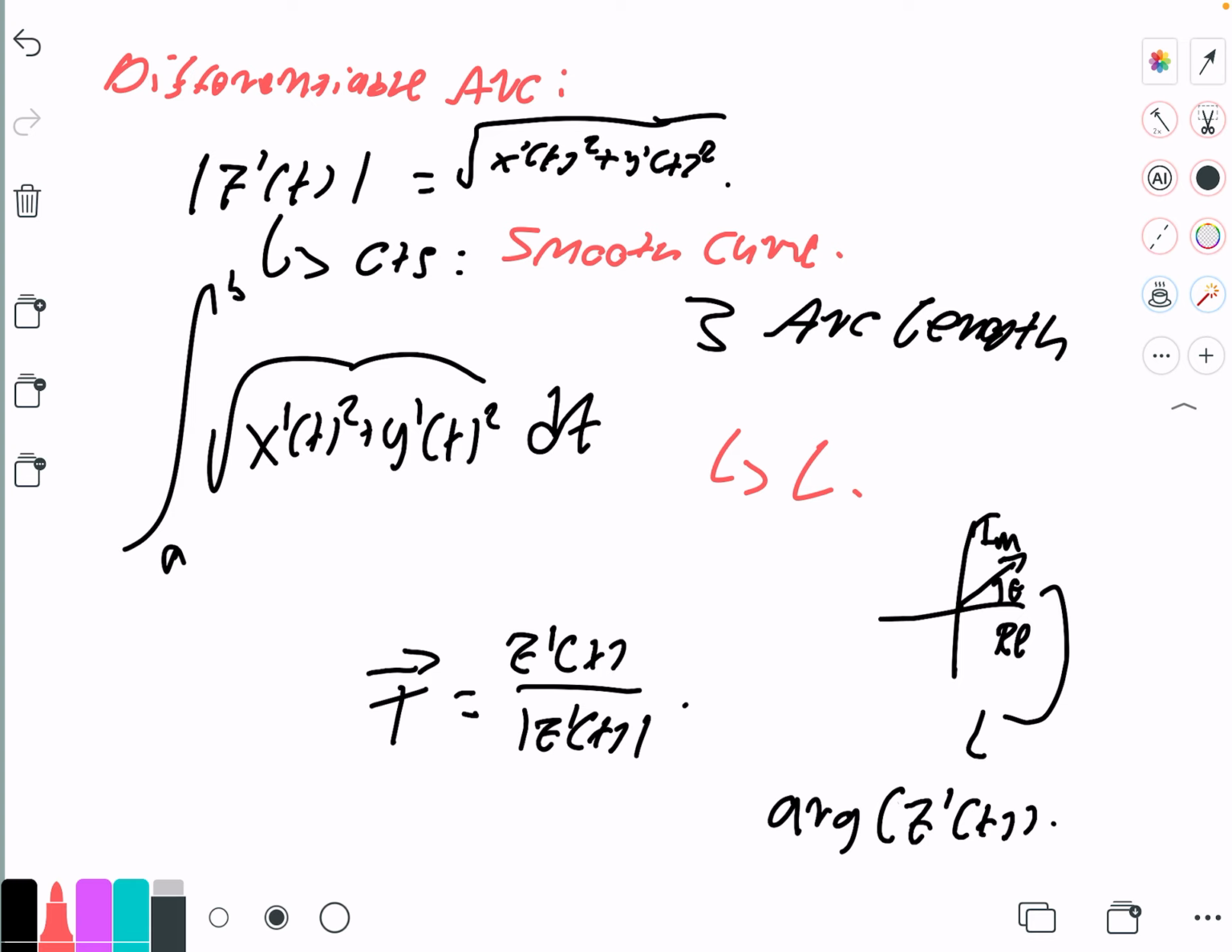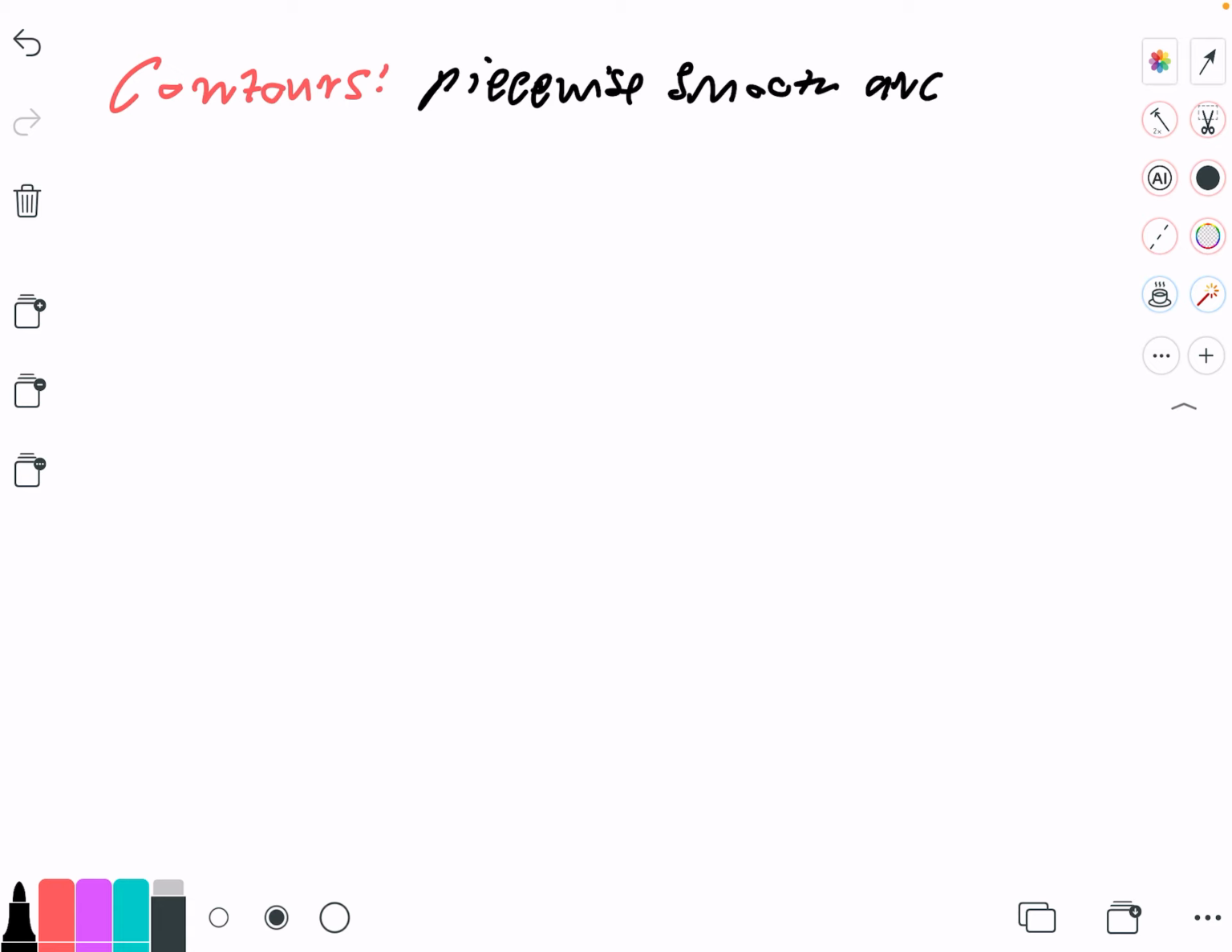So now we can talk about what a contour is, which is a special kind of arc. A contour is a piecewise smooth arc, or an arc consisting of a finite number of smooth arcs joined end to end. When z of a equals z of b, if the entire contour is defined on the closed interval of t from a to b, we say that the contour is a simple closed contour. These are piecewise smooth arcs.